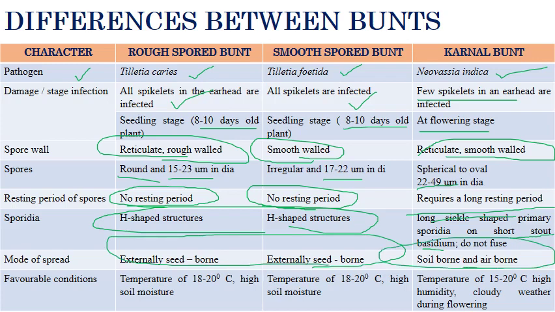Coming to the favorable temperatures, rough spore bunt and smooth spore bunt require 18 to 20 degrees centigrade, whereas kernel bunt requires 15 to 20 degrees centigrade, with high humidity and cloudy weather being most favorable for kernel bunt.